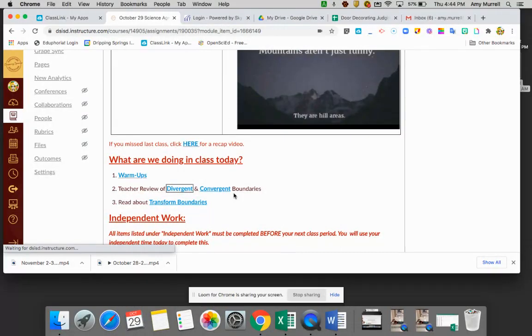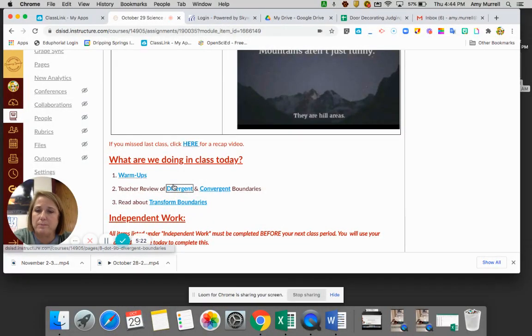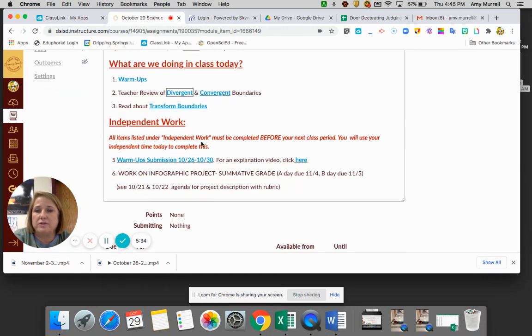It's in your agendas. So there's your divergent boundary page. Here's your convergent boundary page. And then today we talked about transform boundaries. So all three types of boundaries are right here for you to use for that project. We also completed our warm-ups for the day. We did warm-ups and then had time to work on our homework.